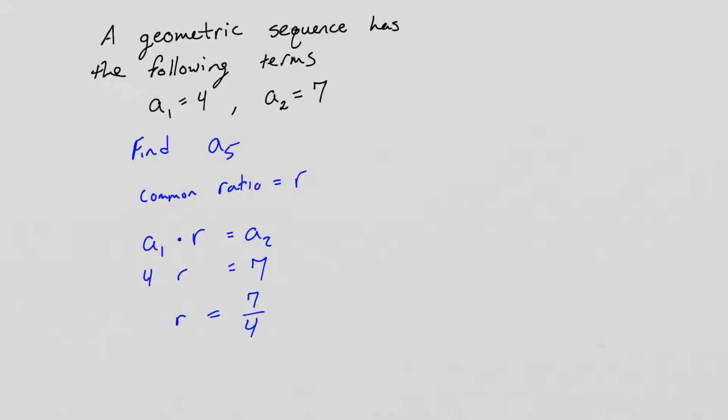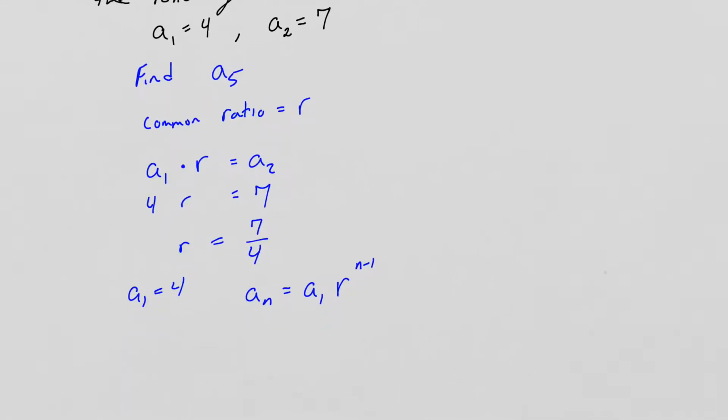And we, of course, know that A1 is equal to 4. And so AN, our general term, is going to be equal to A1, that first term, multiplied by R to the n minus 1. And so in this case, AN is just going to be equal to 4 times 7/4 to the n minus 1 power.